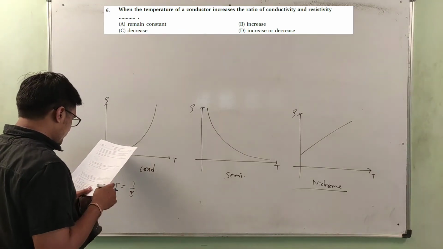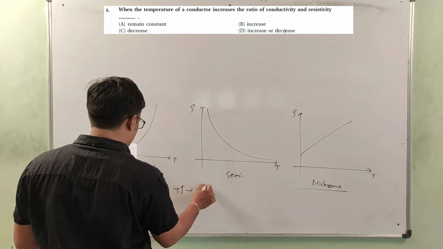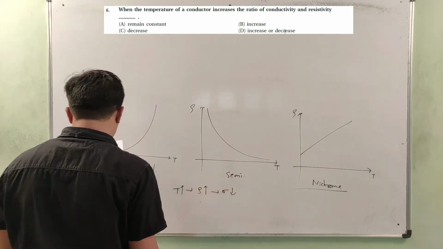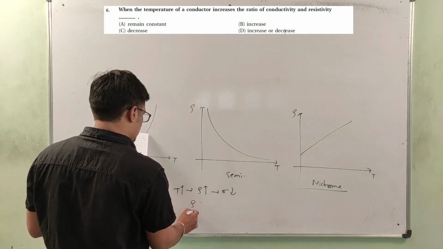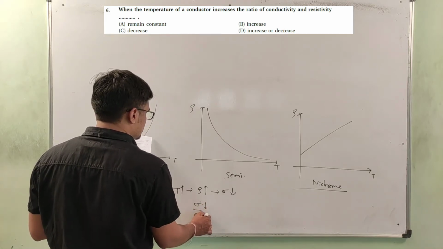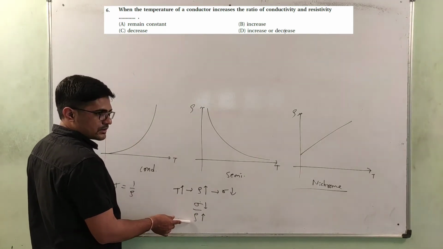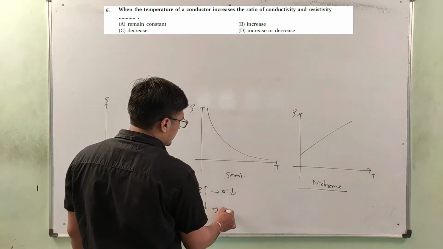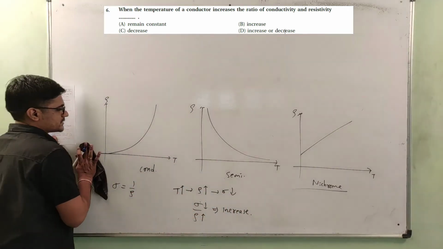Then what did they ask here? If the temperature of a conductor increases, then resistivity increases. If the resistivity increases, then conductivity decreases. The ratio is conductivity by resistivity. Conductivity decreases and resistivity increases. If you decrease the numerator, the answer will decrease. If you increase the denominator, the answer will increase. So the ratio sigma by rho will increase finally. So the answer is increase with temperature.